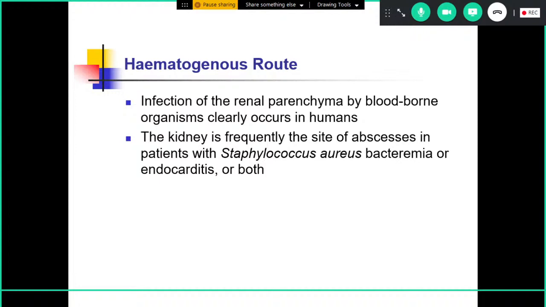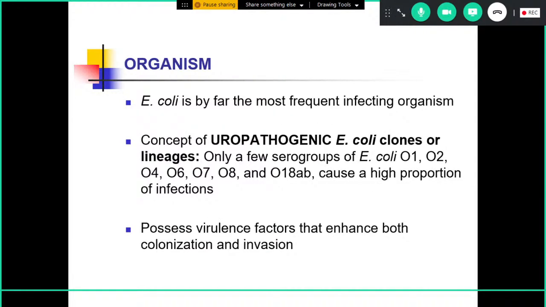We do see the hematogenous route, infection of the renal parenchyma by blood-borne organisms. The kidney is frequently the site of abscesses in patients with Staphylococcus aureus bacteremia or endocarditis or both. But when we talk of the hematogenous route, we usually look at the gram-positive organisms and not the gram-negative bacteria.